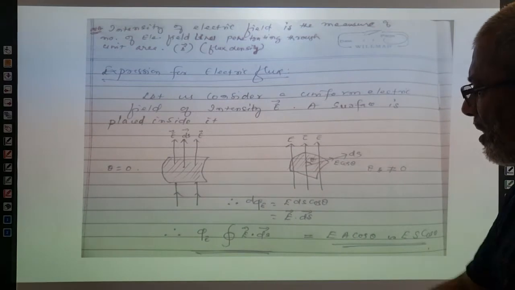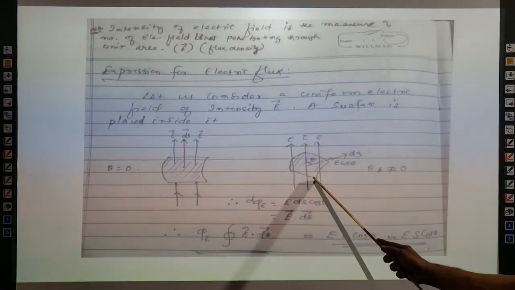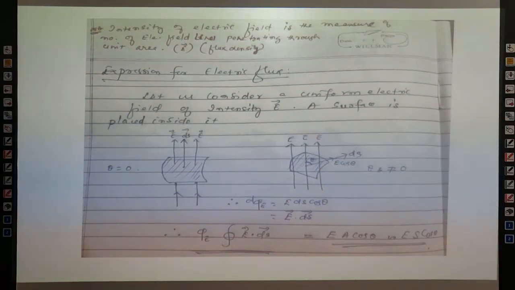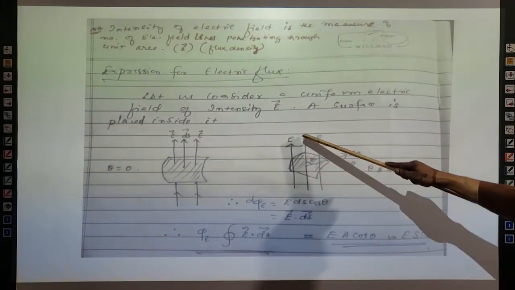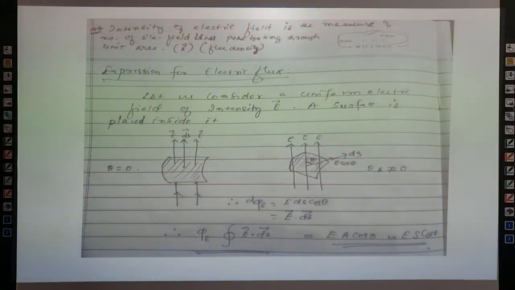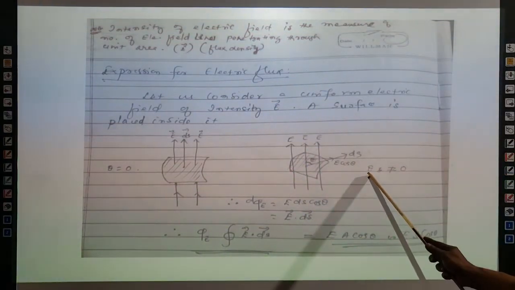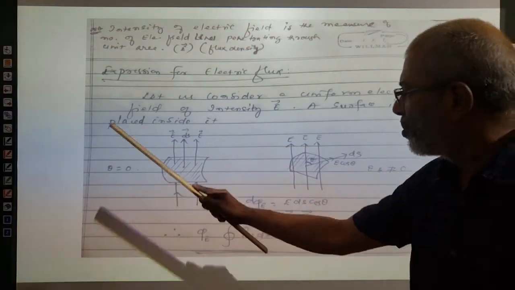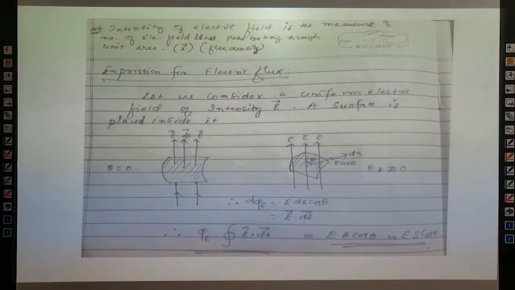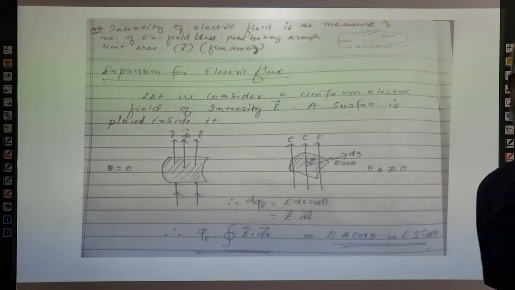Am I correct? See the other case. When the surface is kept tilted, the field lines are acting in the same direction, but the normal is tilted through an angle theta with the field. Here theta is not equal to 0. In the earlier case, theta is equal to 0. Understand? This is electric field.